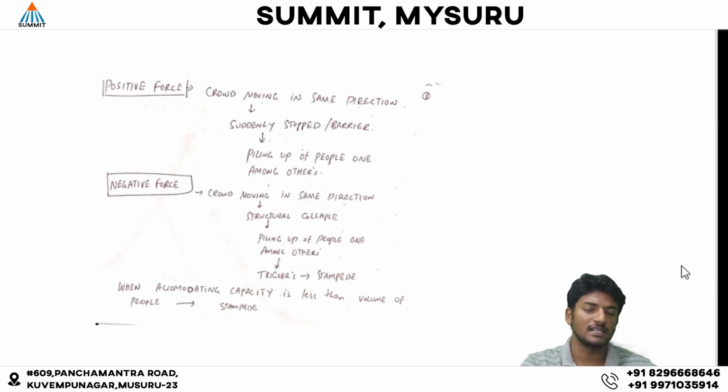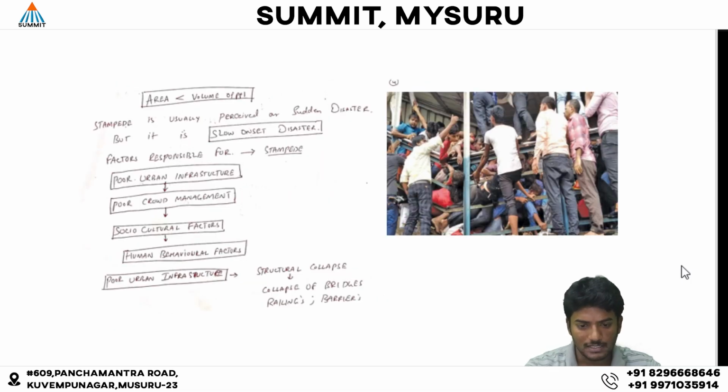The next point of discussion is whether the stampede is a sudden disaster or a slow onset disaster. Very often, people perceive that the stampede is a sudden disaster, an act of God. But it is not an act of God. It is purely a man-made disaster. It is not a sudden disaster. It is a slow onset disaster. There are some structural factors which pile up the momentum to trigger this incident, this disaster.